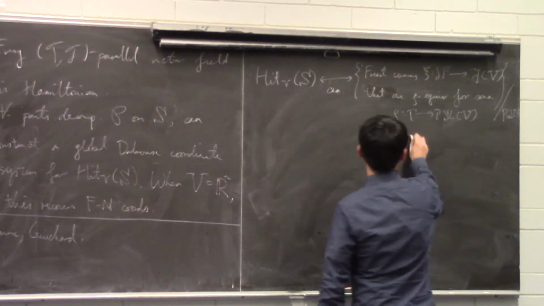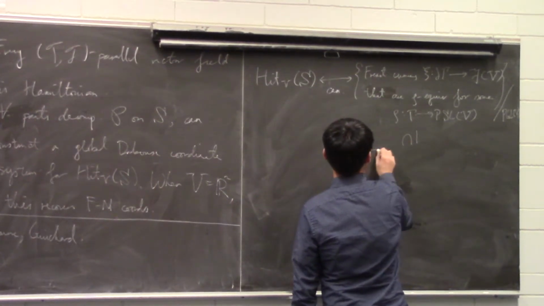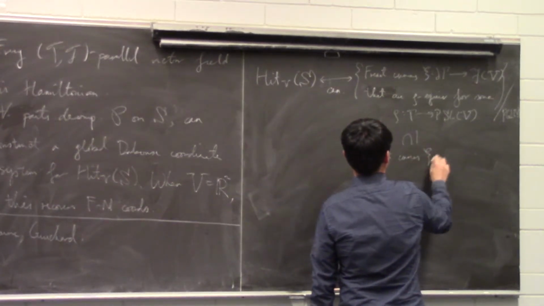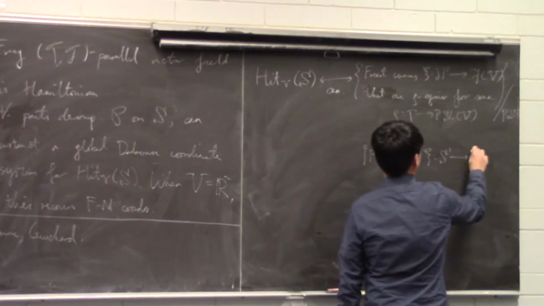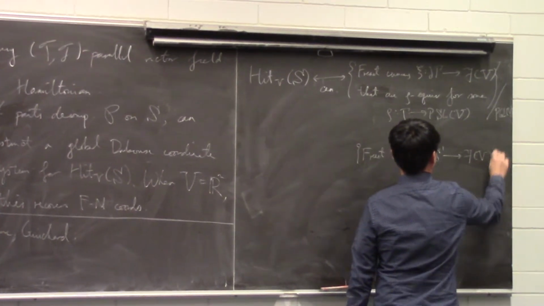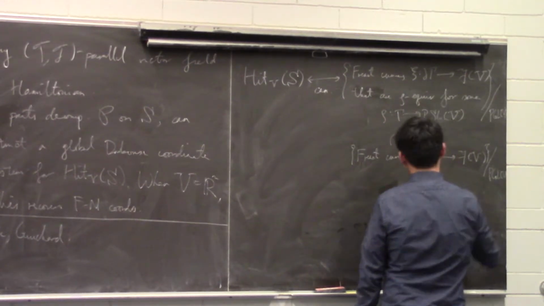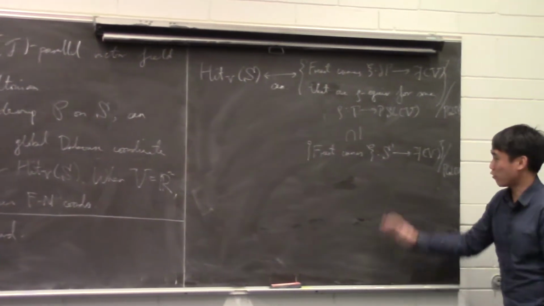And this naturally sits inside of the set of Fuchsian curves ξ from the circle to the space of flags, considered up to projective transformations. Okay, so let me explain. There's a lot going on here.